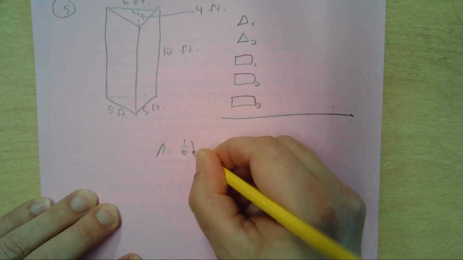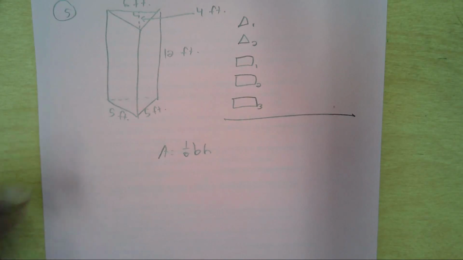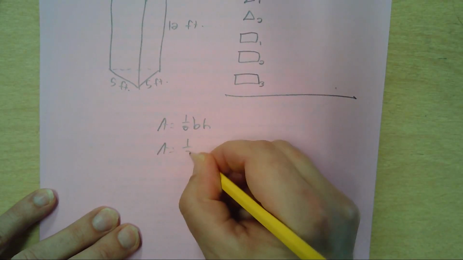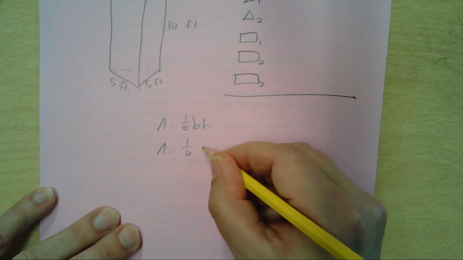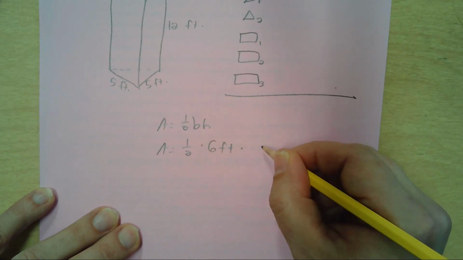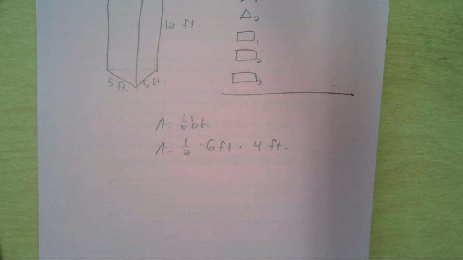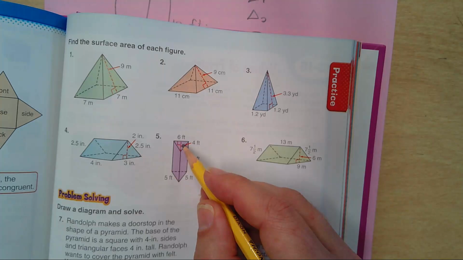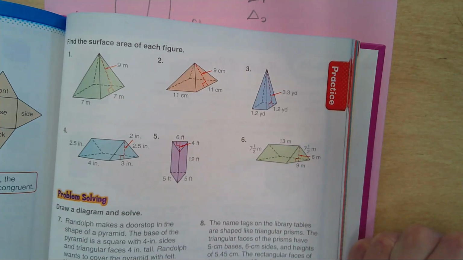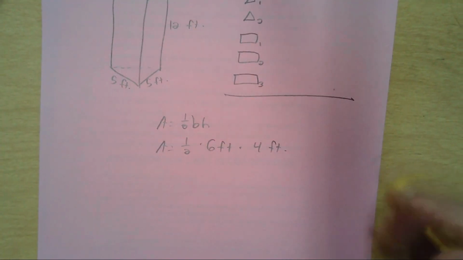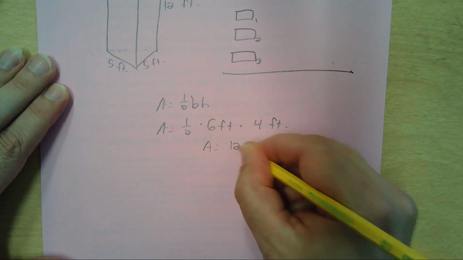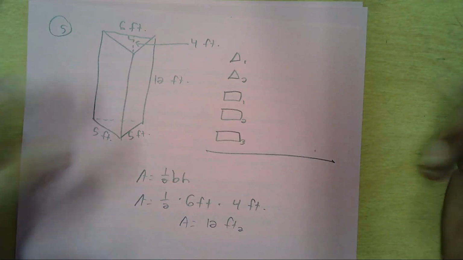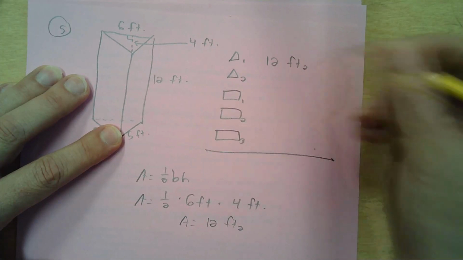So 1/2 base times height. Of course, there are 2 of them. I could multiply by 2 and get just this in one number, but I'm just going to do it one at a time. So 1/2, the base is 6 feet, and the height is 4 feet. I know that to be true because the base and the height always form a right angle in a triangle. So that's how I know those are the numbers I want, the 6 and the 4. So one triangle then, half of 24, is 12 feet squared. But you may write down 24 feet squared and just tuck that number aside. But both triangles are the same.